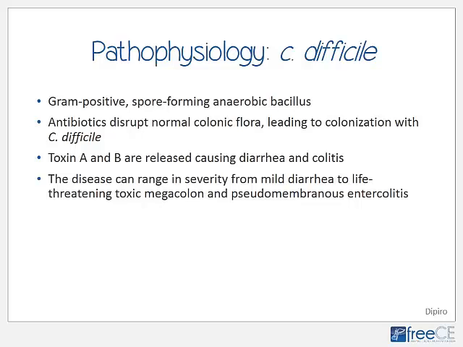So with Clostridium difficile diarrhea, it is a gram-positive spore-forming anaerobic bacillus, so it is a bacteria. And so essentially what happens in general with Clostridium difficile is that most people who develop it are on antibiotics, and the antibiotics disrupt the normal colonic flora, and ultimately that leads to colonization with Clostridium difficile. The Clostridium difficile bacteria produce toxins A and B. Those are released by the bacteria. And ultimately the toxins are the pathogenic part of this disease. The toxins are what cause the diarrhea as well as the colitis.